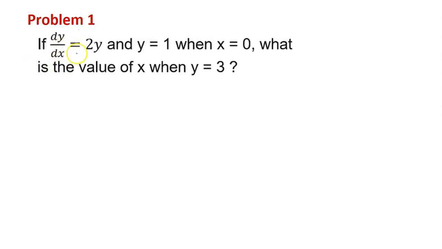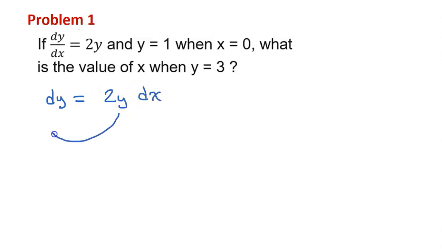This is a separable differential equation, so we want to get all of the y values on the left and all of the x values on the right. To begin, let's multiply both sides of the equation by dx. That'll get the dx over here on the right. So we will have dy is equal to 2y dx.